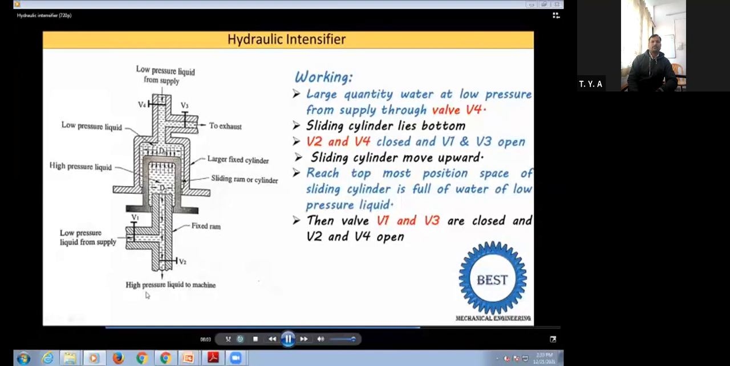So this is the simple working. The logic is that where the inlet valve is open, the other inlet valve is closed and the outlet is open. So on one side of the sliding ram suction takes place, and on the other side delivery takes place. This is the simple logic.